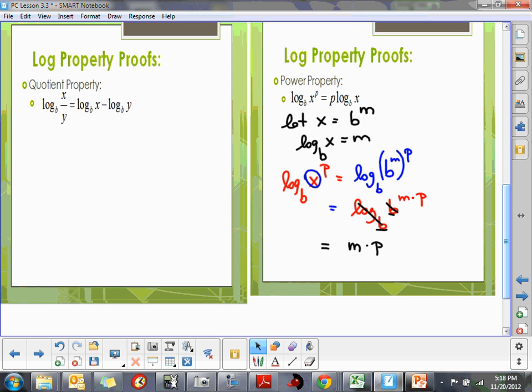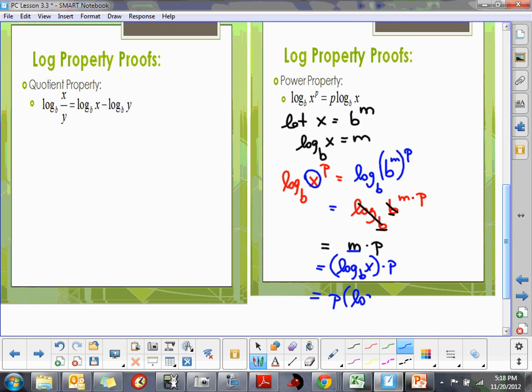So what does m represent? I'm going to go back up, and m represented log base b of x. We're supposed to take that times p. And then we can use a commutative property so it looks just like they have it: p times the log base b of x. And the parentheses aren't really needed. I just did it for clarity. I thought it kind of clears up what we were doing.